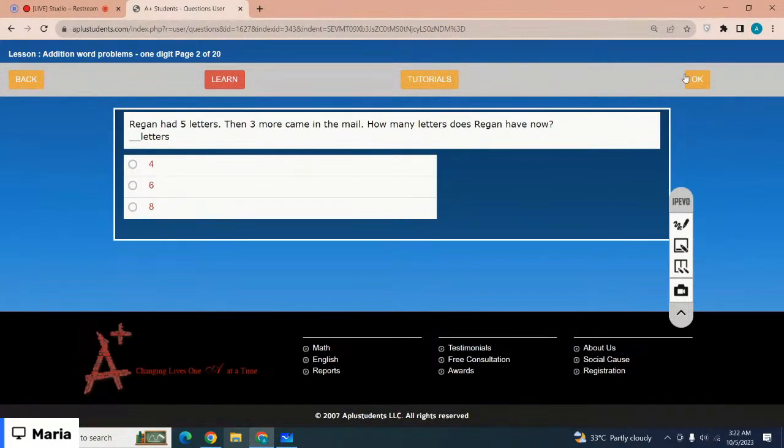Reagan had 5 letters. Then 3 more came in the mail. How many letters does Reagan have now? Which is the correct option? You have to add, right? He already has 5 letters. 3 more came in the mail. You have to add 5 plus 3 makes, which is the correct option? Very good. That would be 8.